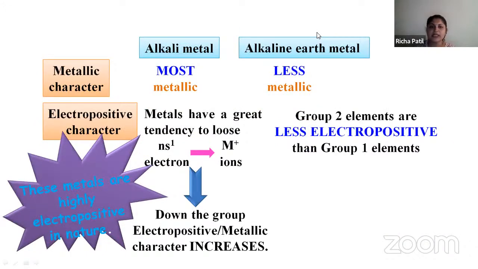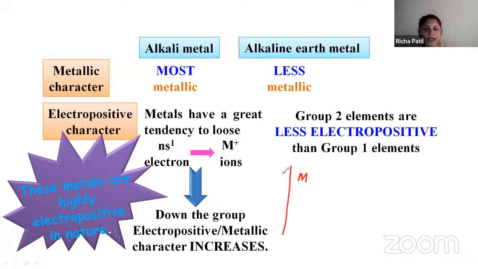So next we'll see the metallic and non-metallic character. Okay, metallic character. Now I said, where are group 1 elements present in the periodic table? They are present on the left side of the periodic table. So metals are present here, right? Metals are present on the left side of the periodic table.